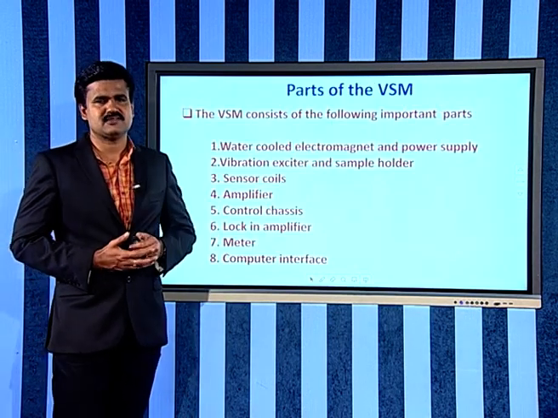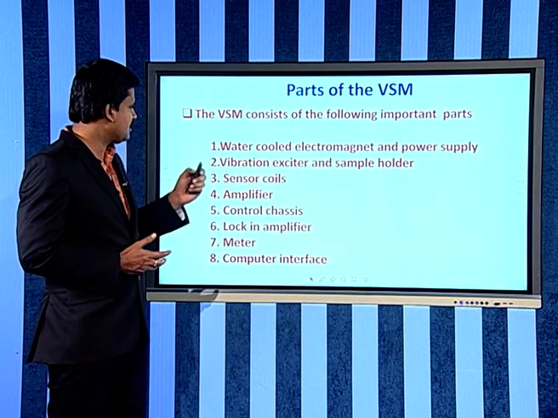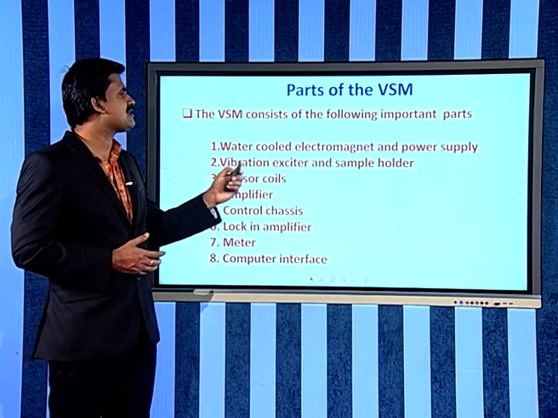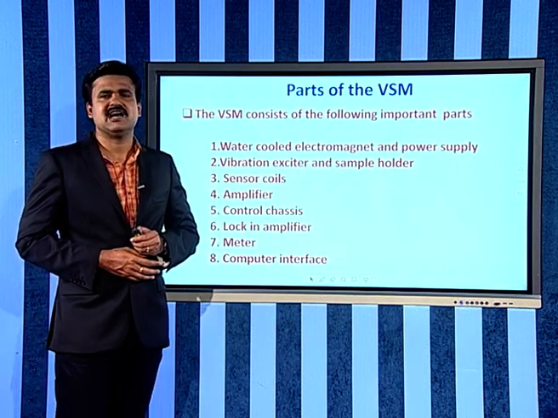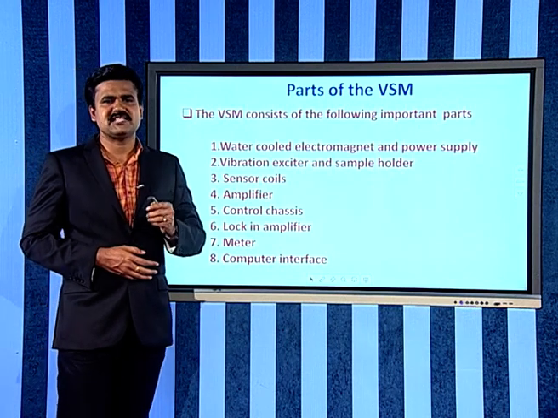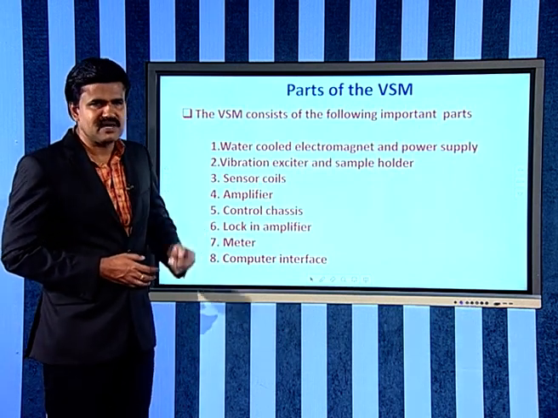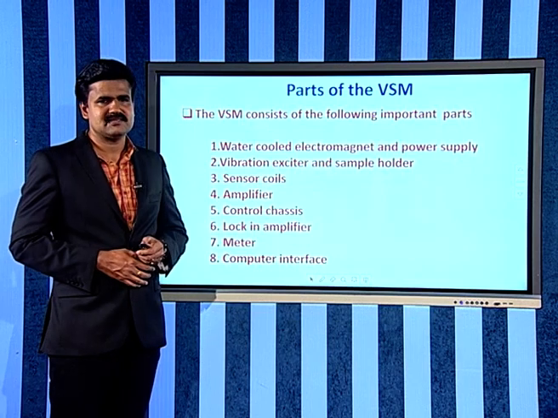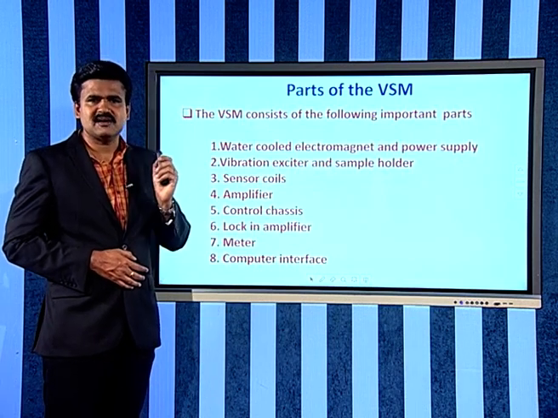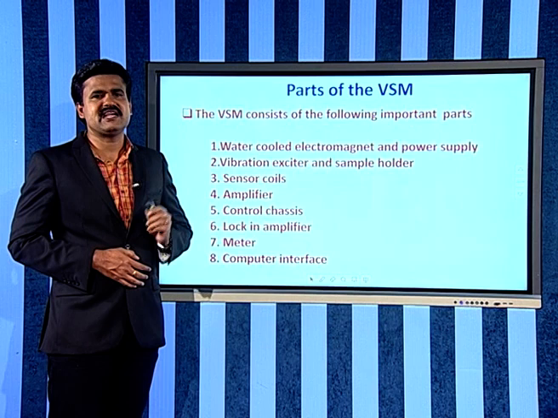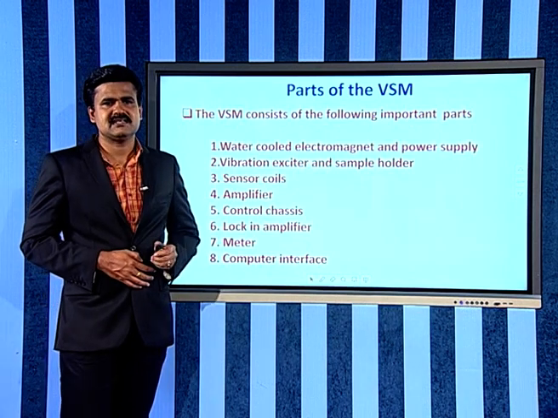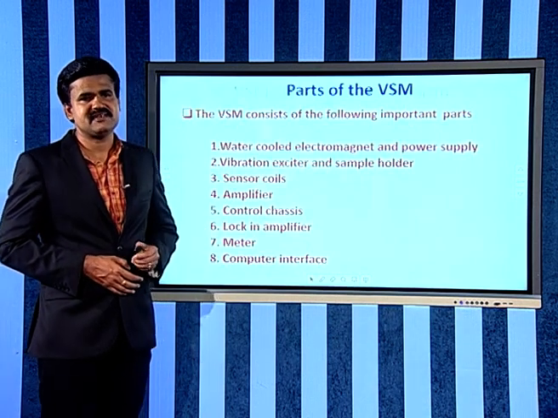The main parts of the VSM instrument include: number 1, water cooled electromagnet and power supply, vibration exciter and sample holder, sensor coils, amplifiers, control chassis, lock-in amplifier, meter and computer interface.